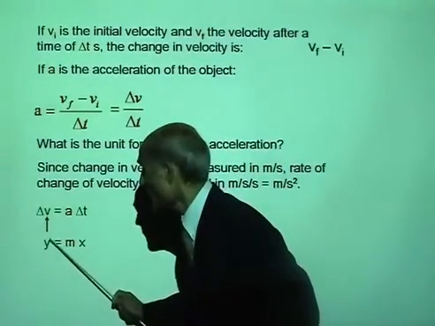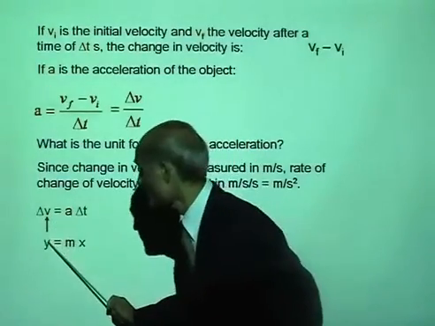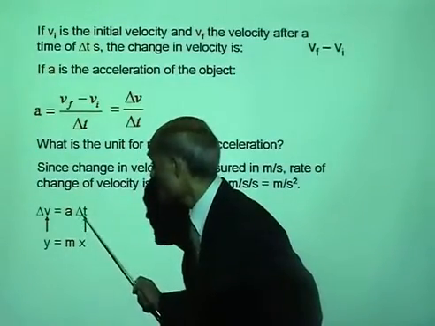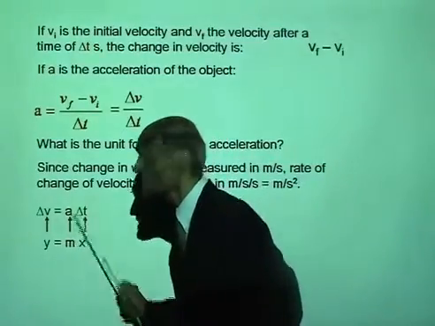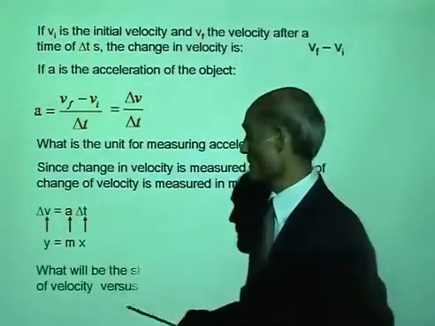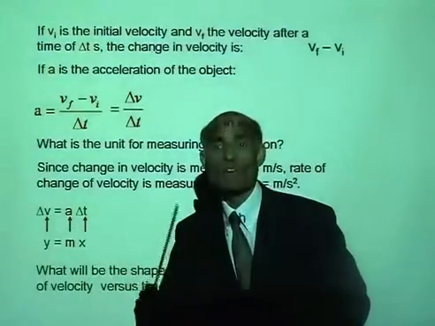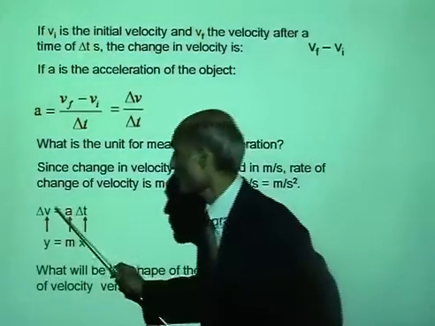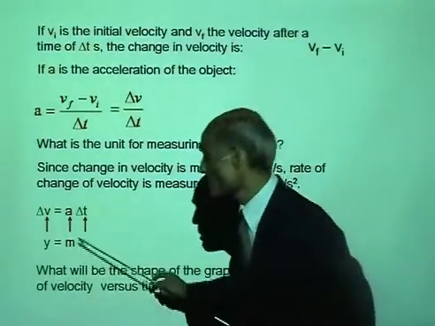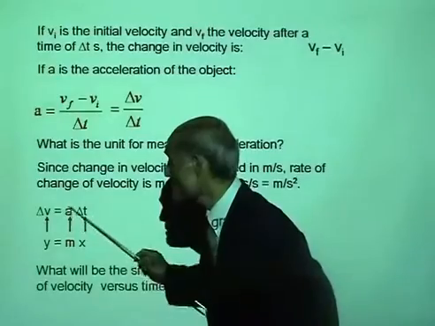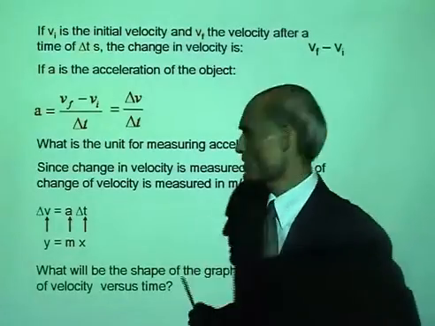So, y, the delta v, the change in velocity, velocity stands for y and time is in the position of x, and then acceleration is in the position of slope. So, what will be the shape of the graph of velocity against time? A graph of velocity against time will be a straight line, and the slope of that straight line will be acceleration. Alright? So, let's draw a graph of velocity against time.